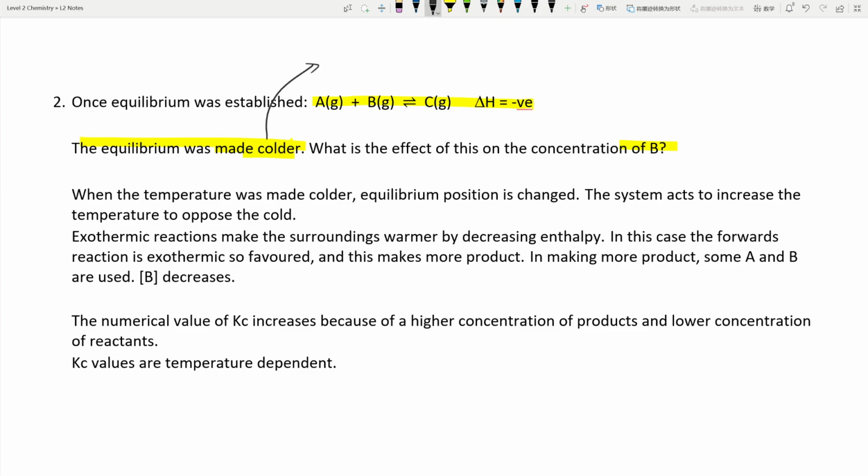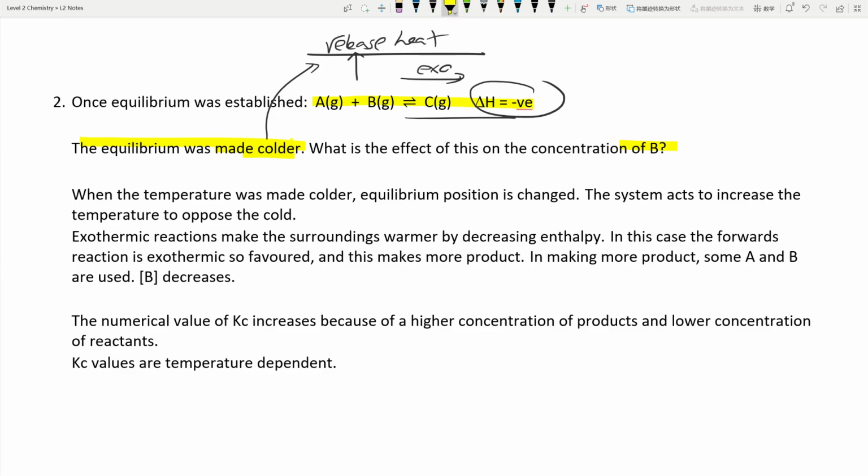If it is colder, how does the equilibrium minimize the change? If the environment got colder, how do they counteract that? They want to release heat to minimize the change. They want to give the environment more heat, so the temperature goes back up. So they favor the heat-releasing process, which is exothermic. So the forward reaction is exo, so you're going to favor the forward reaction.